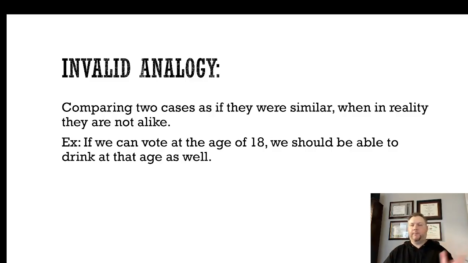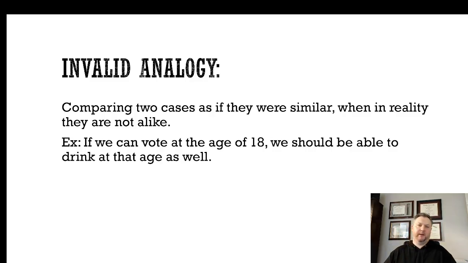And so you have this example here. If we can vote at the age of 18, we should be able to drink at that age as well. So here's why that's a fallacy. A lot of people make these kinds of arguments about age. They're like, if we can vote at some age, then we should be able to do, you name it, at that age as well.